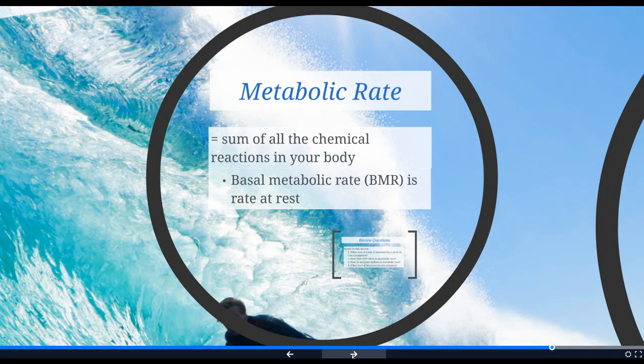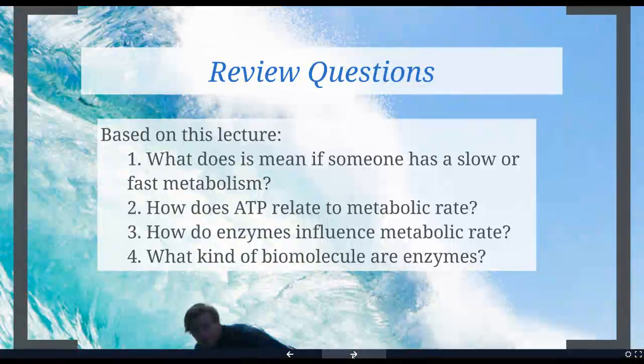And we typically measure your basal metabolic rate as the amount of oxygen you're consuming while you're sitting in one place. But that's really just a proxy for all the chemical reactions in your body, because the amount of oxygen you're consuming is directly related to how much ATP you're making, and how much ATP you're making is directly related to how many chemical reactions you're doing. So we've got ATP, oxygen, and chemical reactions all working together here.